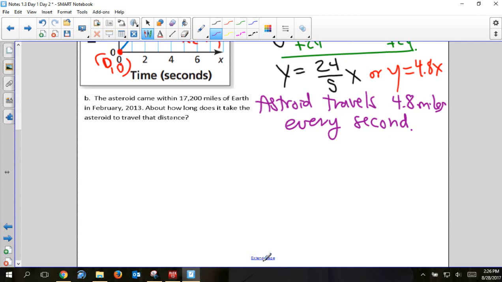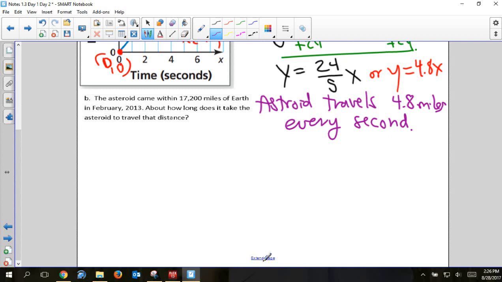And then the second part: the asteroid came within 17,200 miles of the Earth in February 2013. About how long does it take the asteroid to travel that distance? So if it is 17,200 miles from Earth, if it's coming straight at you, how long do you have to run?